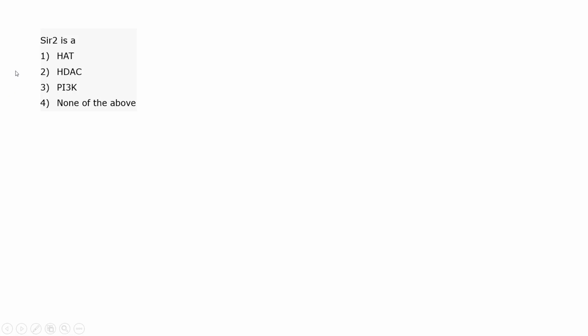SIR2 is a HAT, HDAC, or PI3K, or none of the above? Which may be the answer? SIR2 is a protein which can be a histone acetylase, a histone deacetylase, a kinase, or none of the above. What type of protein is it? SIR2.